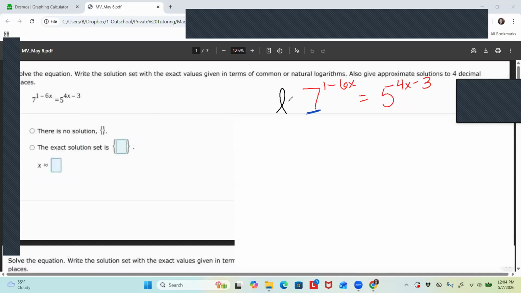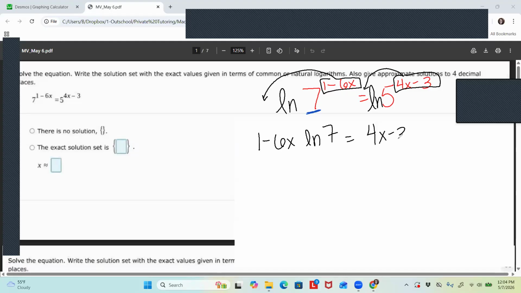I use a cursive L for natural log because otherwise to me that looks like 1n. So that's why I use cursive. We're going to do that on both sides. Or again, you could do the common log. Properties of logs, we can popcorn the power to the front. So that's 1 minus 6x natural log 7 equals, let's take this power, popcorn to the front, 4x minus 3 natural log 5.